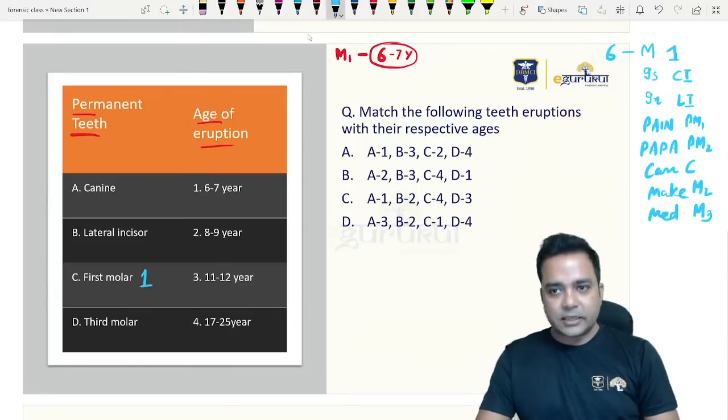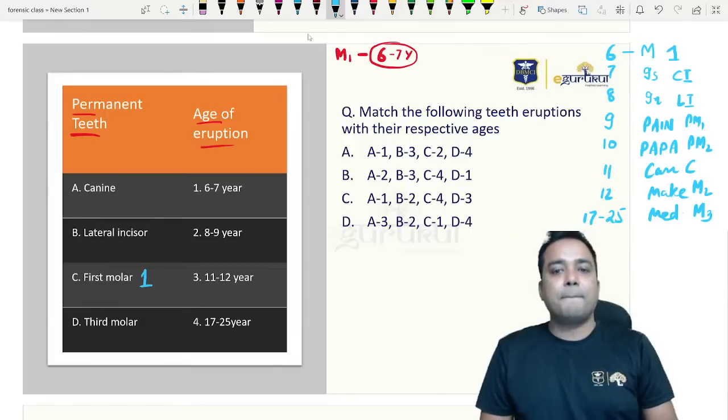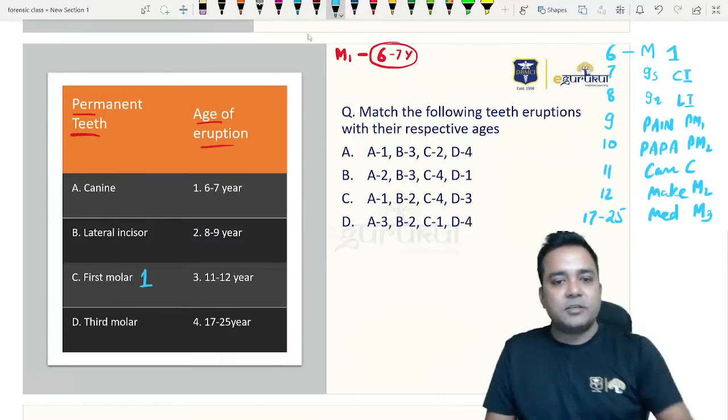And we remember that yes, 6, 7, go on increasing the numbers by 1, and you can recall all the ages. So if you remember this simple mnemonic, the question was based on this simple mnemonic, isn't it? Now try to apply this mnemonic in the question.